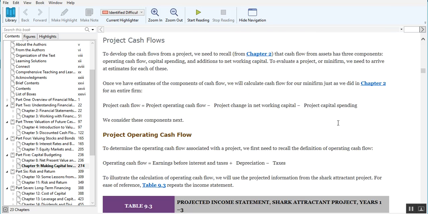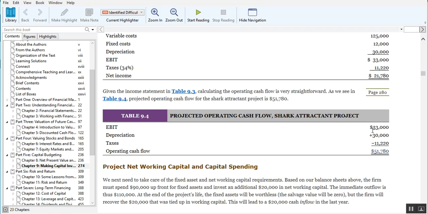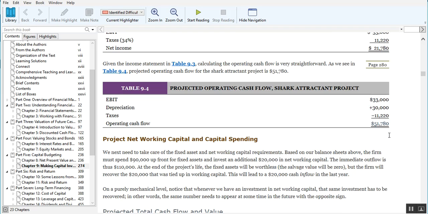Now we want to do a project cash flow. And if we're going to do this, we're going to start with the income statement that we had back here, the pro forma. We're going to start with the earnings before interest and taxes and add back depreciation, because depreciation is not a cash-based expense. It is a non-cash expense. So we add that back because it has no impact on our cash flow. Taxes, we're going to show that deduction because that does have an impact on cash flow.